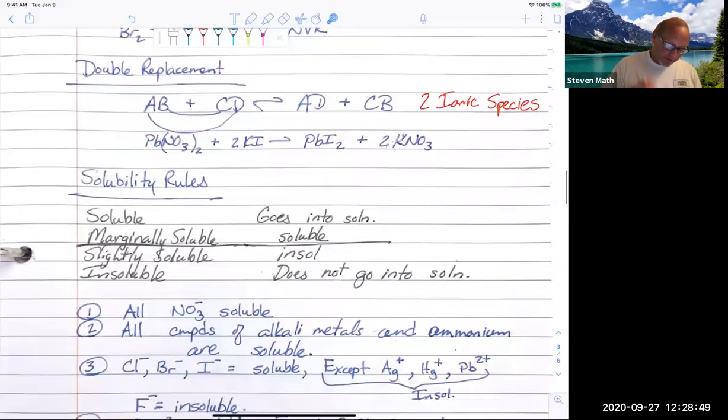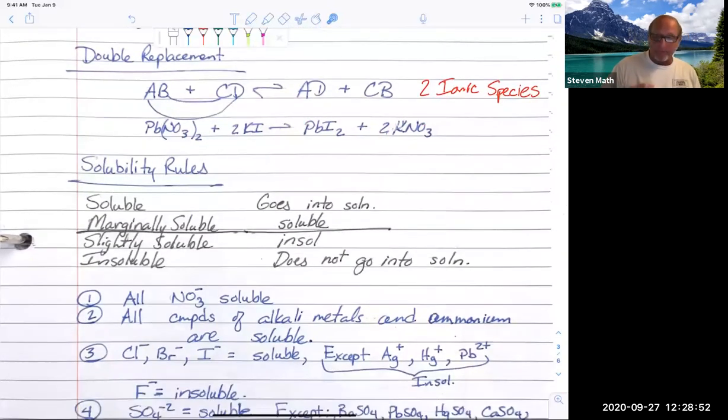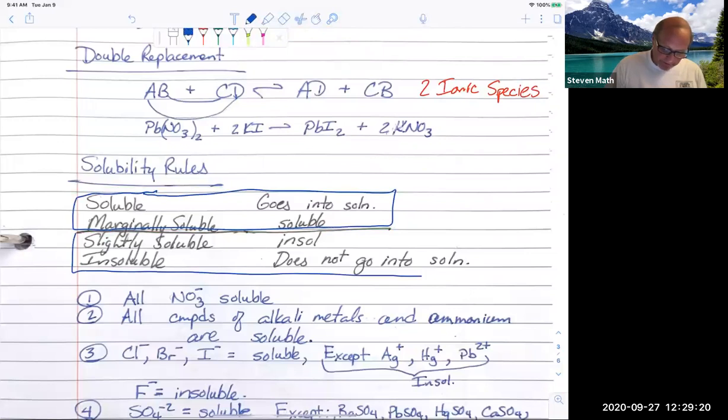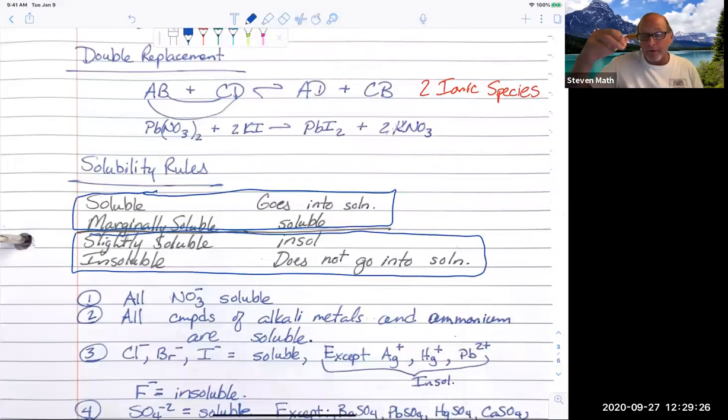For these, we're going to look at solubility rules to see what's going to happen. Now, we're going to try to simplify. Soluble, marginally soluble. These are terms you may see. Marginally soluble means it's going into solution. And then slightly soluble and insoluble do not go into solution. So think of it that way. Soluble and marginally soluble we're going to treat together. Slightly soluble is not soluble. And these mean they don't go into solution. It's just going to sink down to the bottom, or it may float on top. It's just going to sit there.